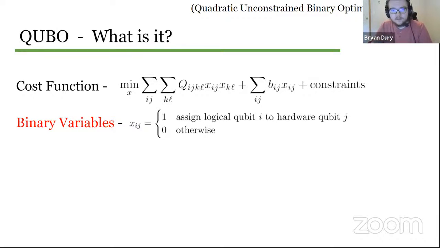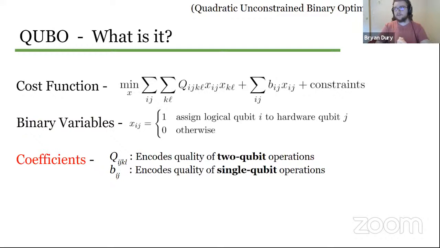The next thing to look at are the coefficients in the cost function. These are really the heart of QUBO at the end of the day. If you look at the Q coefficient, in the first term here, which is dubbed the quadratic term, it's dubbed quadratic because of the nature of the interactions of the variables within that term. When I say that Q is encoding the quality of the two qubit operations, it's because that term is looking at allocations with respect to other allocations having been made. So that is going to encapsulate your two qubit operations because you're looking at pairs of allocations.